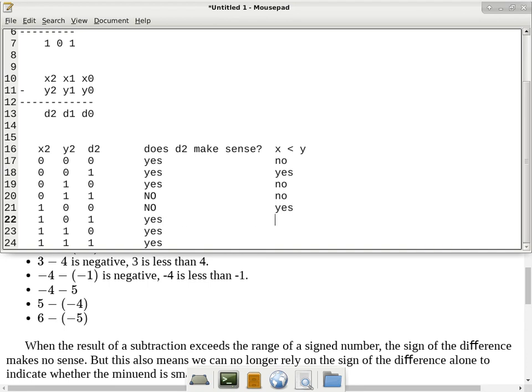And what about this one? This one says the sign bit is not lying. So whatever the sign bit says is fine. So we say yes here, and then we say no here, and then we say yes here. So now we can deterministically say whether x is less than y, no matter which case it is. Is that okay?